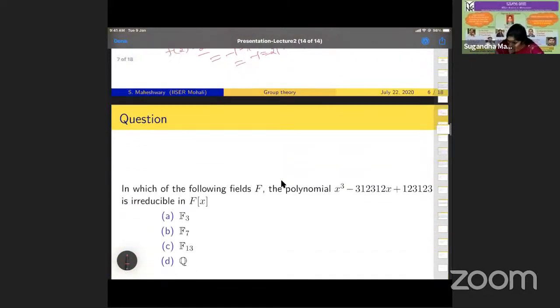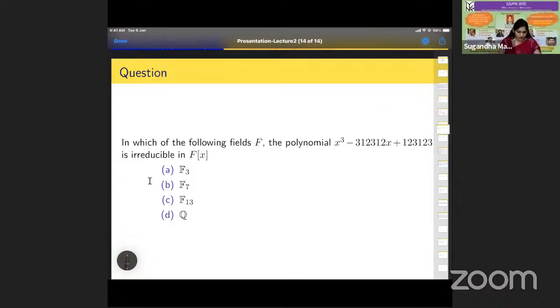So here is the next question that you see on your screen. This polynomial is given to you, and you're asked whether it is irreducible in any of the fields. So the fields are varying here, and you have to check for the irreducibility of this polynomial. Again, because this is of degree at most 3, that works for you, right? Because this is of degree 3, it must have a linear factor to be reducible. So there should be a root of this polynomial.